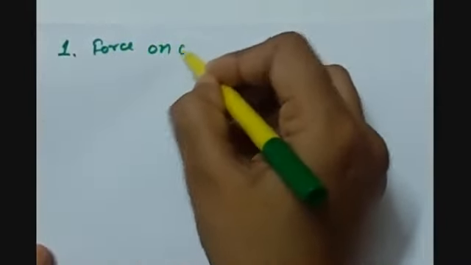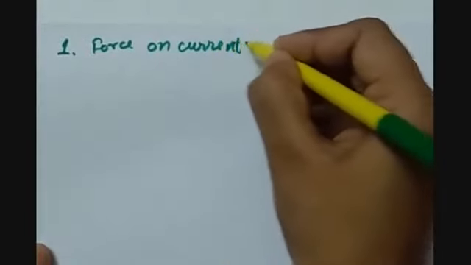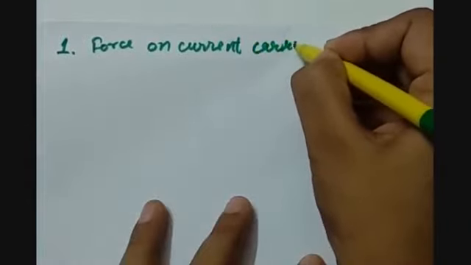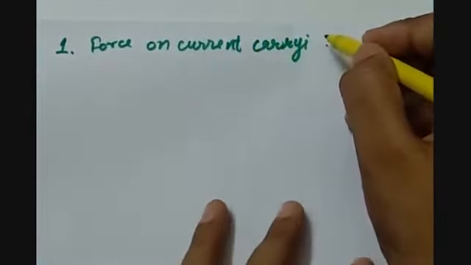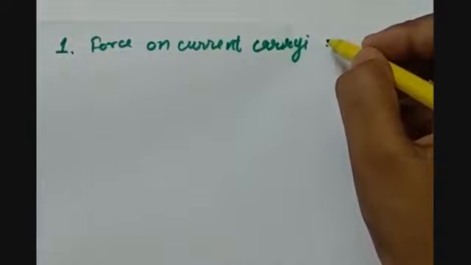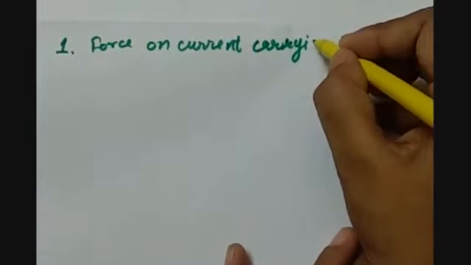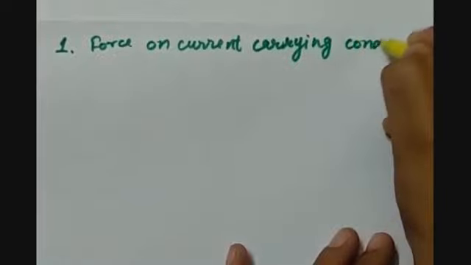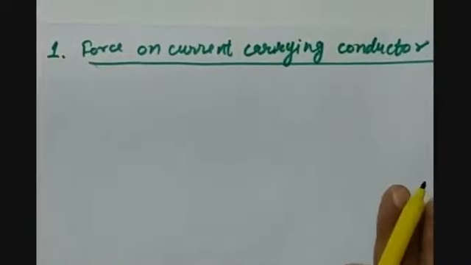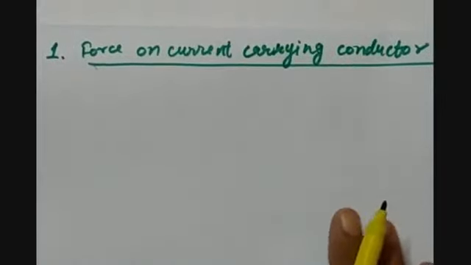So dear students, our first topic is force on a current carrying conductor. So in this topic we'll study that how the force acts on the current carrying conductor. One of the scientists named Andre Marie Ampere, he found or he discovered that when a current is flowing in a conductor and that conductor is placed in a magnetic field, then that magnetic field exerts some kind of force on the conductor.